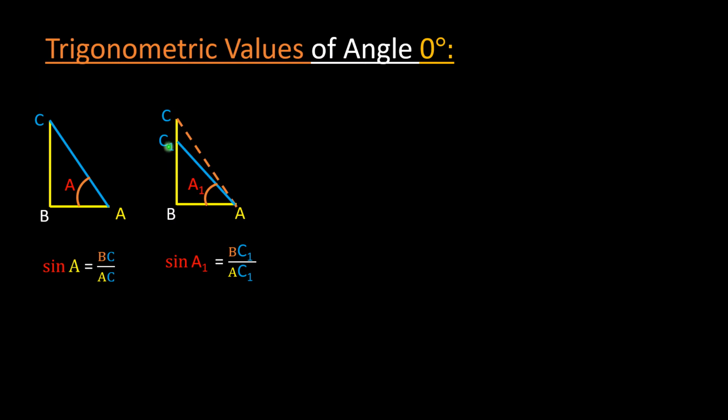In the next step, we reduce angle BAC1 to angle BAC2, which is A2, and we write sine A2 equals BC2 divided by AC2.